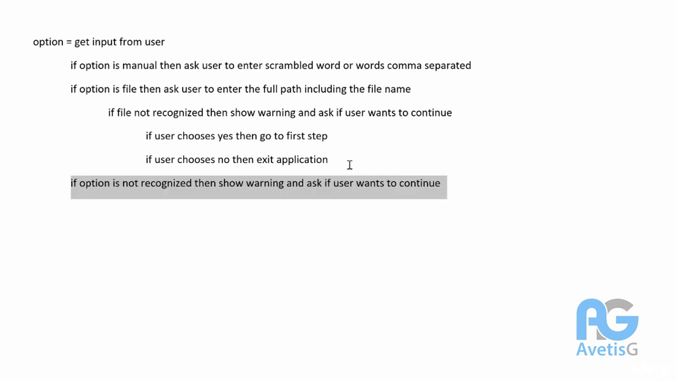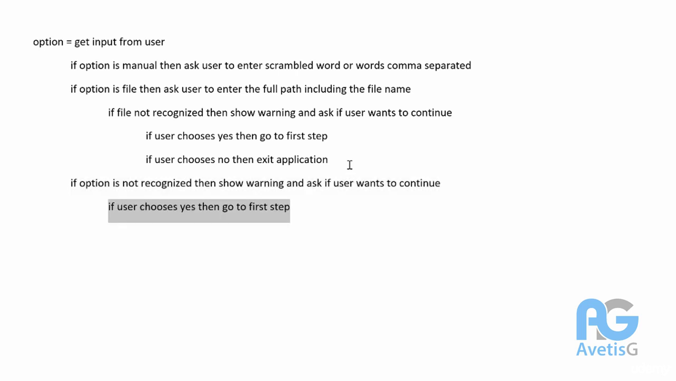Now, the third case would be that if the option is not recognized, so it's not M, it's not F, it's just something else. Let's say it's P. In that case, we're going to throw a warning and say, do you want to continue? Once again, if they choose to continue, they can continue by going to first step, and if not, then we will exit the application. By this point, we should have the scrambled words from the user.